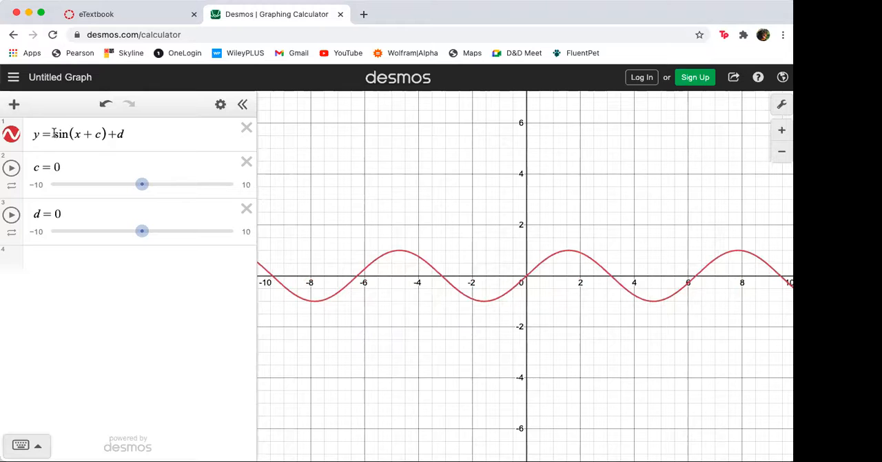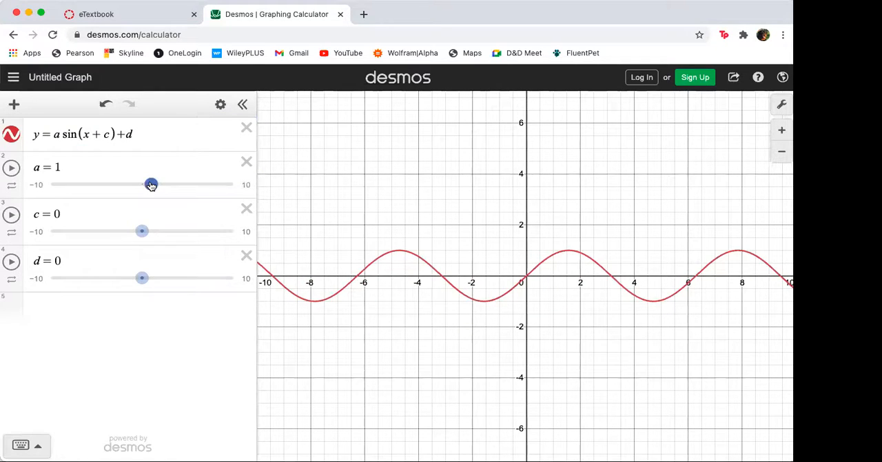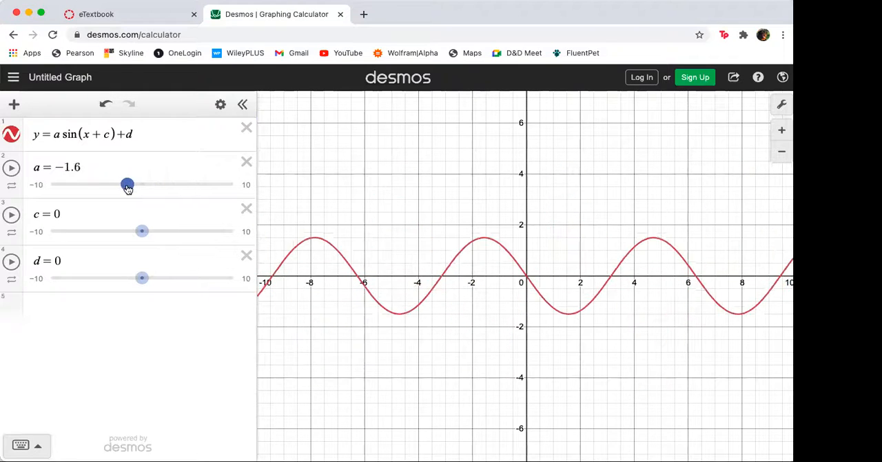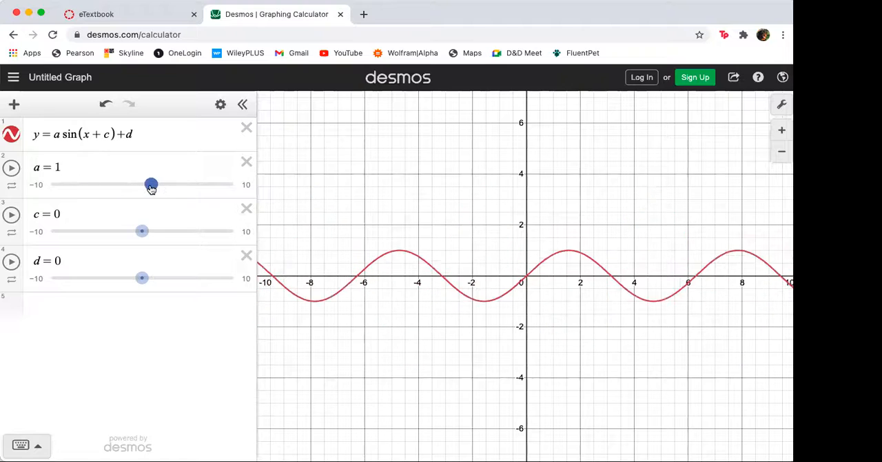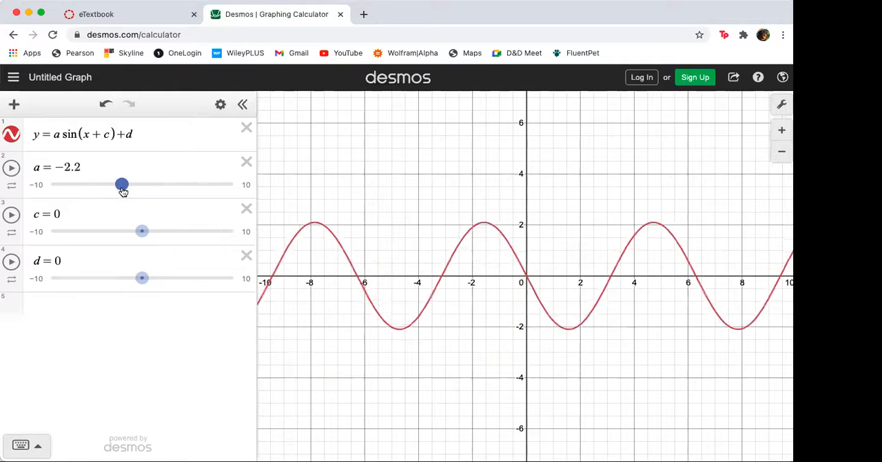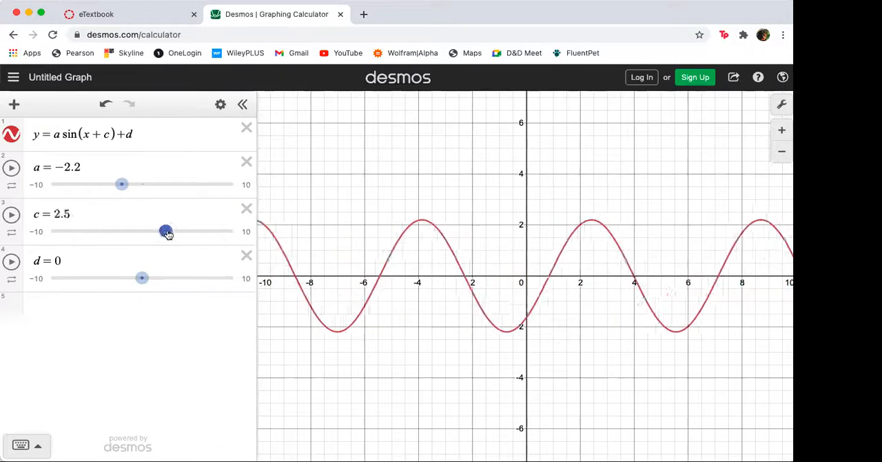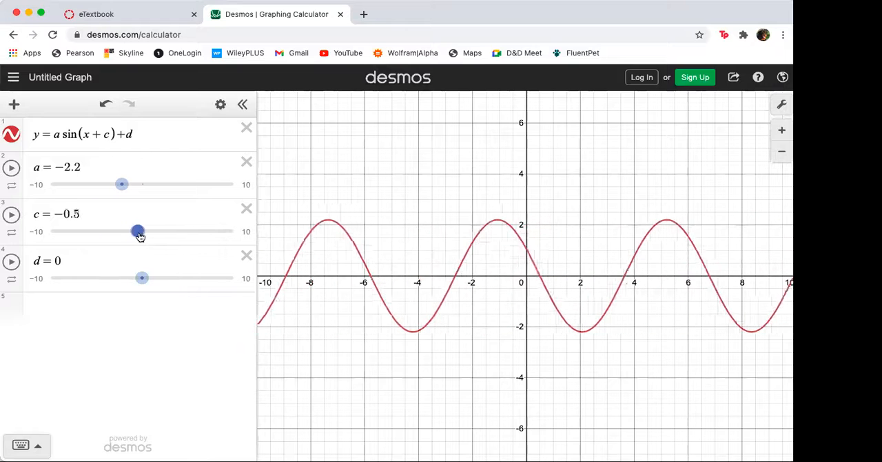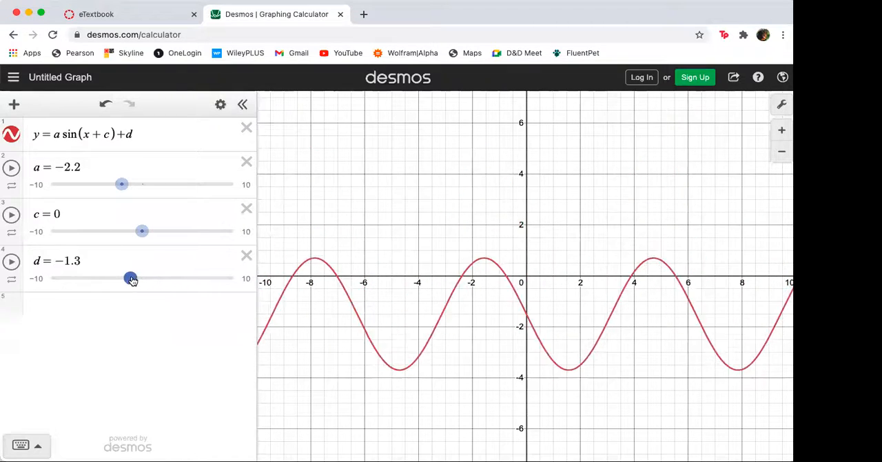We can add all kinds of things. If I multiply by A and then add an A slider, changing by multiplication will change the amplitude. Notice that all those x-intercepts are not moving at all. But if I change A to, let's say, negative 2.2 or 2.2, notice that it flipped everything over. But now if I change the C, I've fixed the amplitude. And if I change D, the amplitude stays where it is.